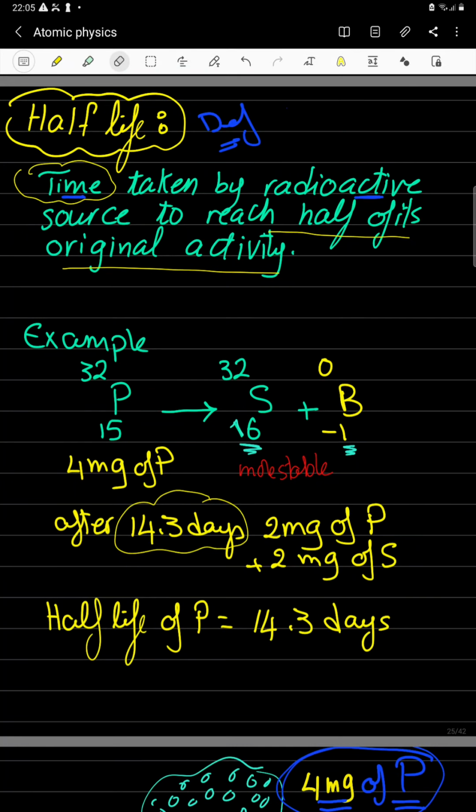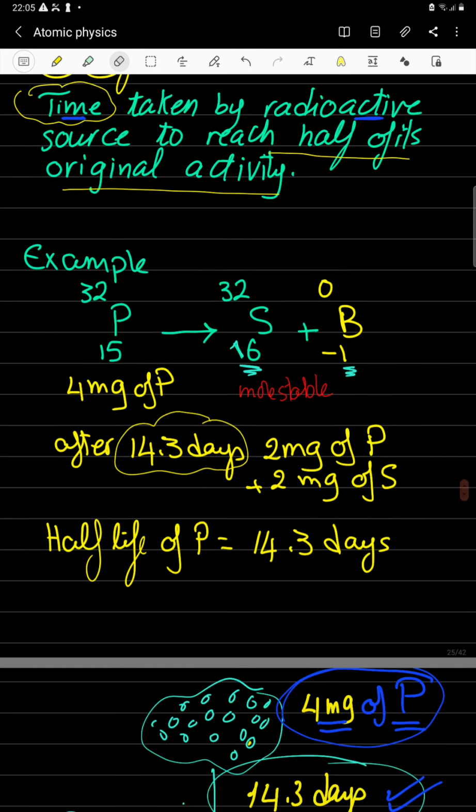Today we are going to continue what we started last time, which is atomic physics for IGCSE. Today we are going to talk about a new topic, which is the half-life. What do we mean by the half-life of a radioactive element or radioactive isotope? It is the time taken by the radioactive source to reach half of its original activity.